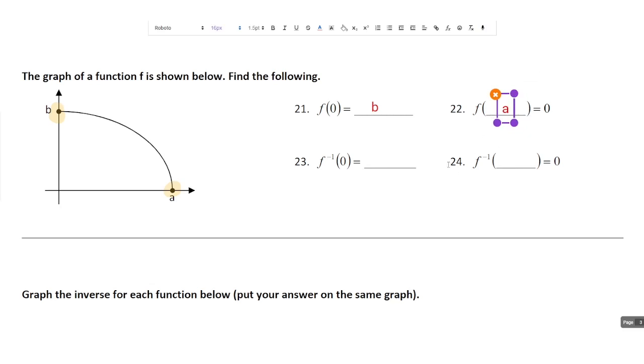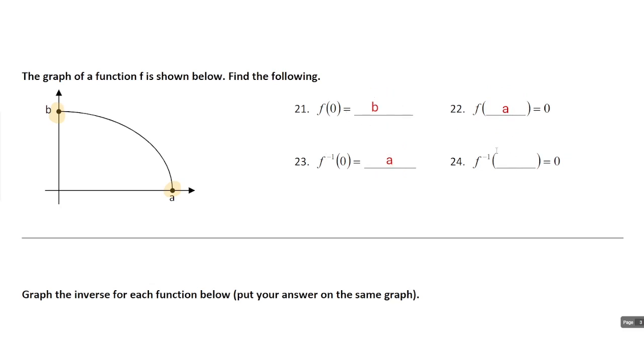Now for the inverse, we're basically just going to be reversing these points. So we're going to look to see when is the y 0 and report back the x value. And we can see that's when x is a. So really, 23 is just the inverted version of 22. And similarly, 24 is the inverted version of 21.